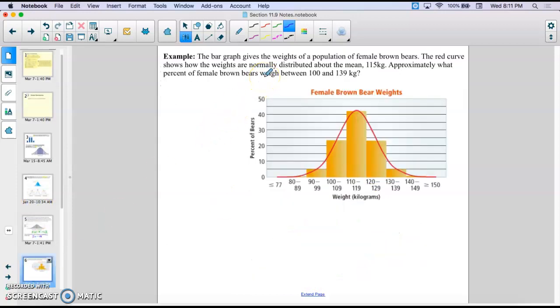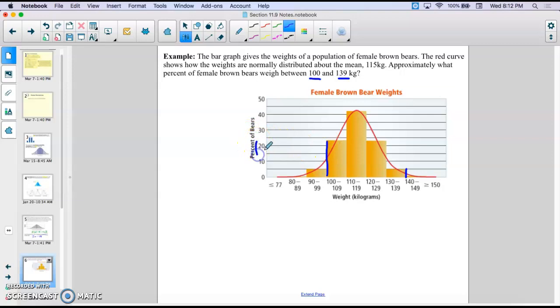So this bar graph gives the weight of a population of female brown bears. The curve shows that they are normally distributed about the mean, which is 115 kilograms, the average weight. We need to figure out approximately what percent of female brown bears weigh between 100 and 139 kilograms. So 100 is our bottom limit, and 139 would be the top limit right here, correct? I believe so. Well, to do this, we just add them all up.